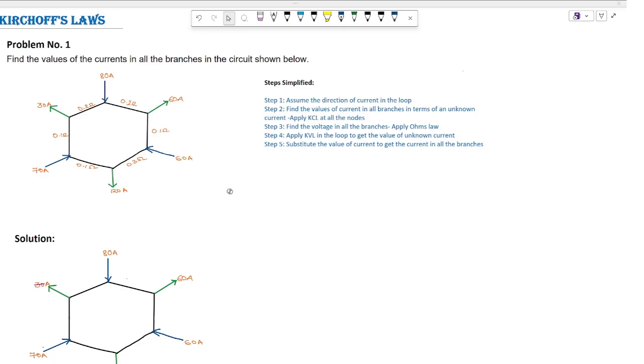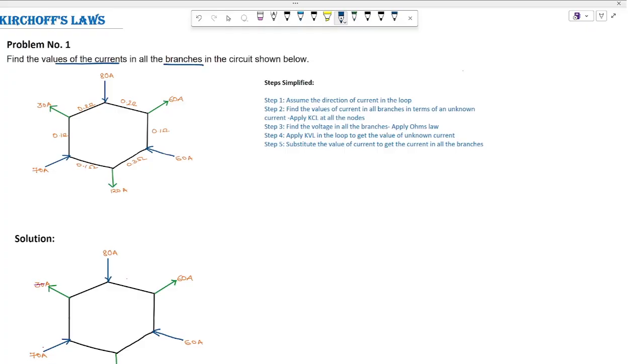So this is the second part of the Kirchhoff's laws series where we will be dealing with the problem solving. So let's start with the first problem. The first problem says that we need to find out the value of currents in all the branches in the circuit shown below. So this is the circuit which is shown here. We need to find out the branch currents.